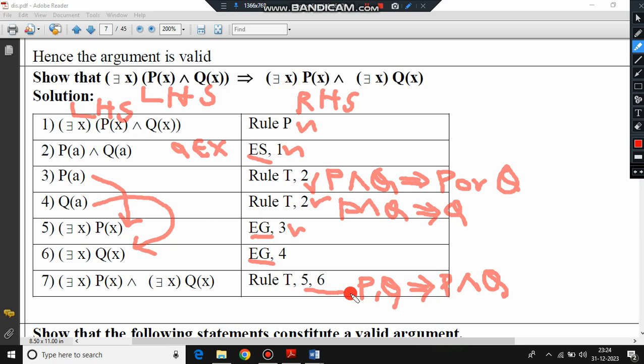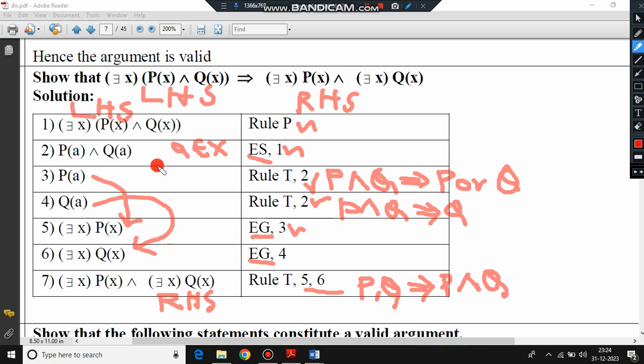That rule is this: if p and q are any predicate formulas, then p and q also exists, and we can replace these two by this one. So we are replacing 5 and 6 by step number 7. And this is the RHS.